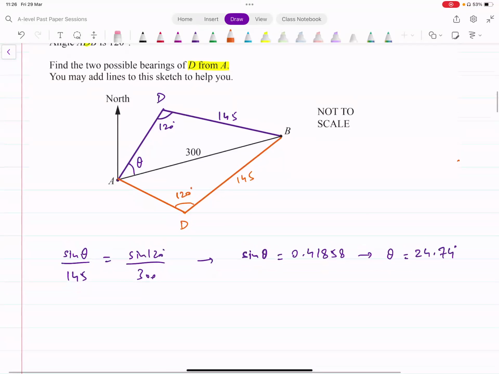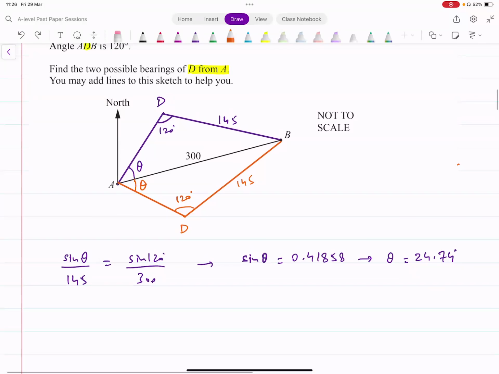Now, the lower triangle has the same lengths. This is 145, this is 300, and this is 120. So that means this lower angle would also turn out to be the same. This is also going to be theta. So both of these angles are 24.74. Now, we were looking for two possible bearings of D from A. So what are the two possible bearings?